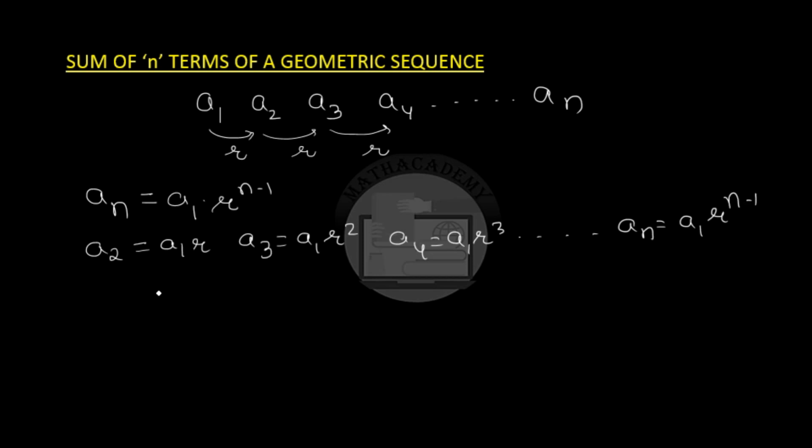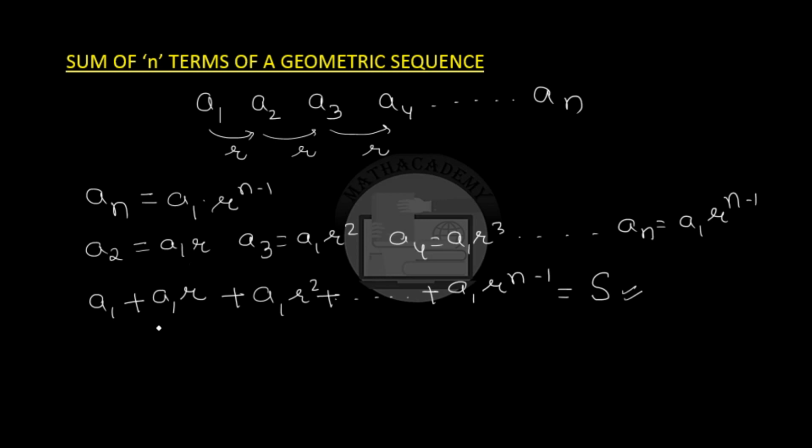So the series in terms of a1 and r can be written as first term a1, then a1r, a1r square and so on, a1r to the power n minus 1. We want to find the sum of all these n terms, and let the sum be s. We have to find the value of s.